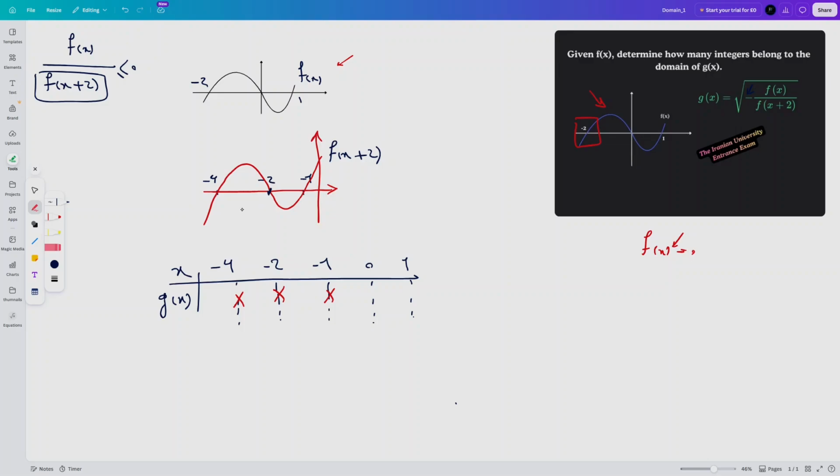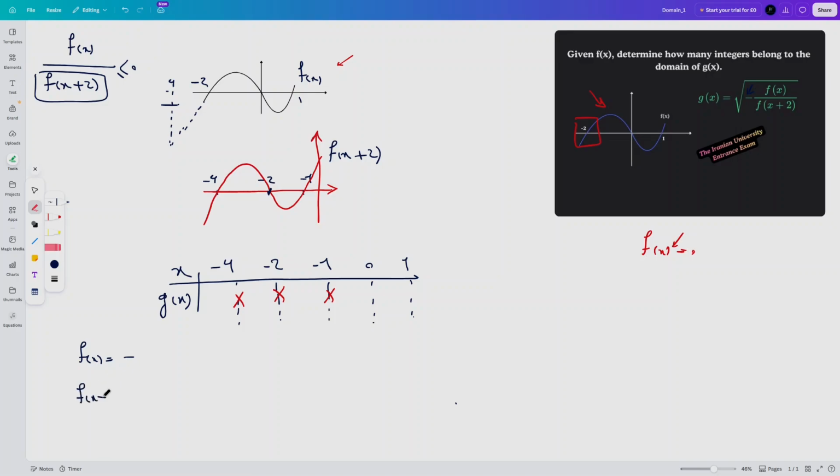So we need to take a look at the graphs that we plotted. When f of x is less than minus 2, for example, imagine we are looking at minus 4. If you take a look at this, you can see that this is still minus. So f of x is negative when it's less than minus 4.